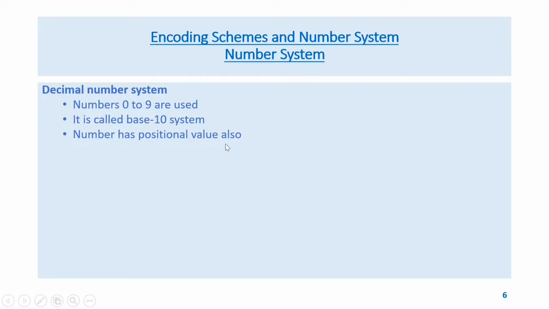A number has positional value also. An example is 128.53, that is 1 into 10 square plus 2 into 10 power 1 plus 8 into 10 power 0 plus 5 into 10 power minus 1 plus 3 into 10 power minus 2. So each position has its value. This is units, tens, hundreds. For hundreds we have 10 square, for tens we have 10 power 1, and for units we have 10 power 0. So this is how the decimal number system is calculated.